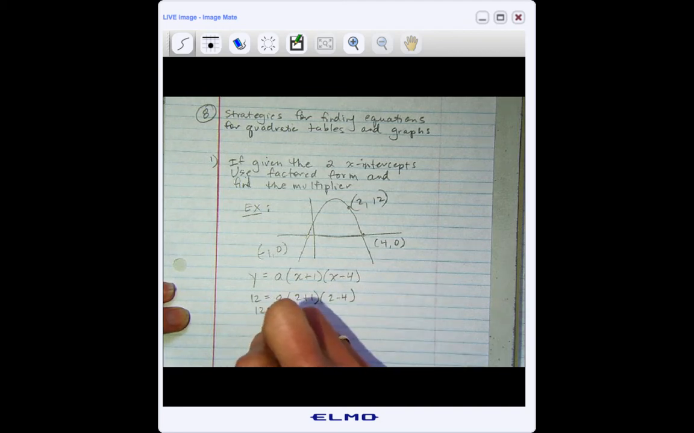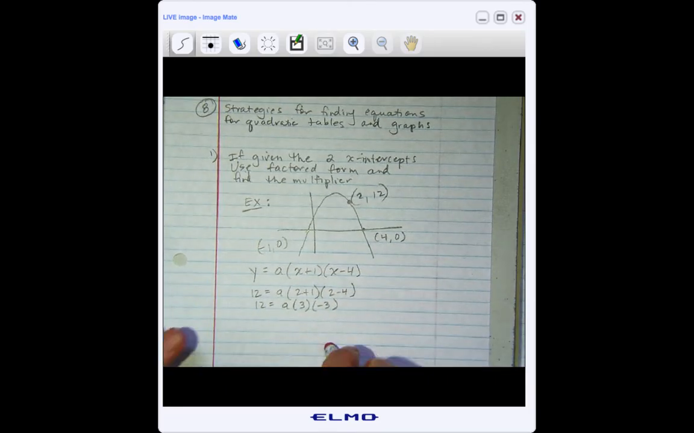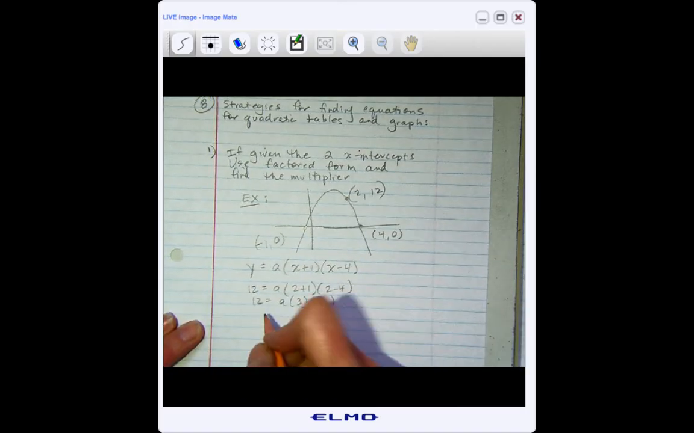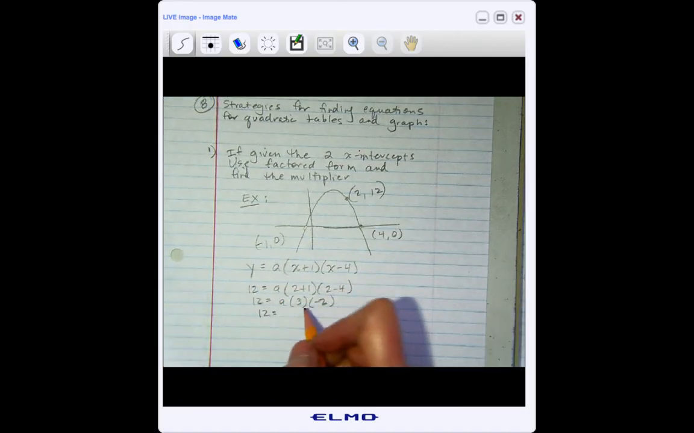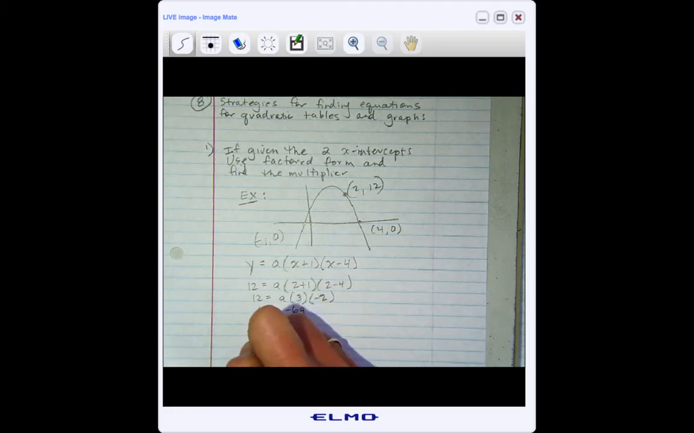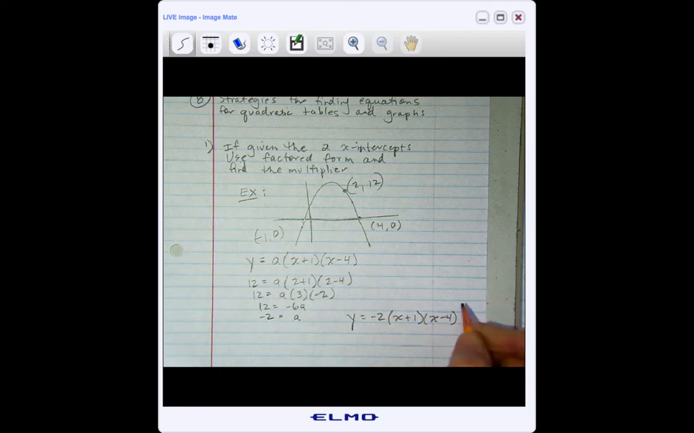So 12 is equal to a times 3, negative 2, sorry. So 12 is equal to negative 6a, so my a value would have to equal negative 2. Okay, so that gives me my equation. So it would be y is equal to negative 2 times x plus 1, x minus 4.